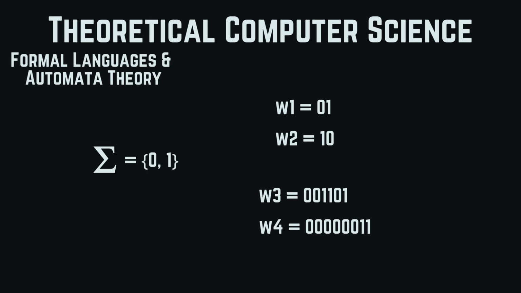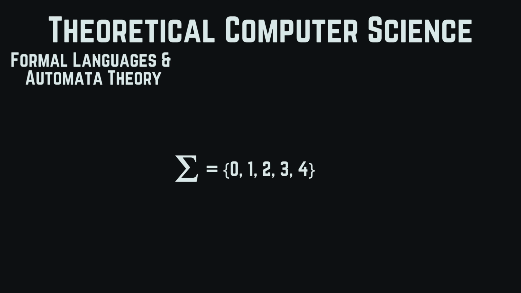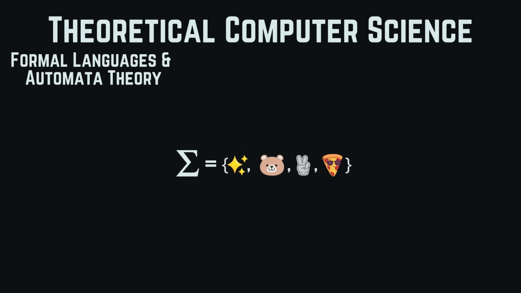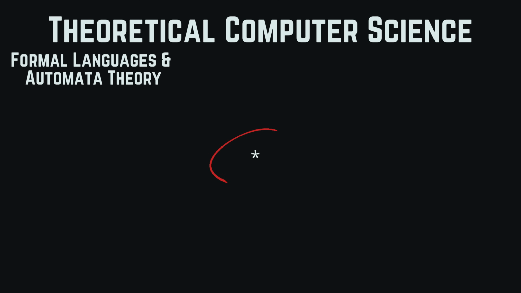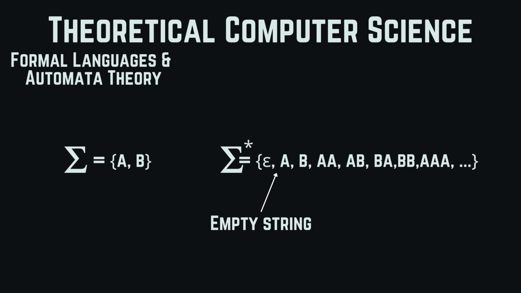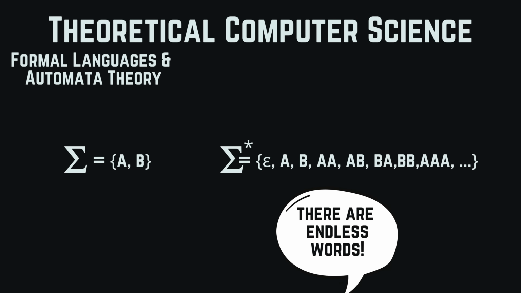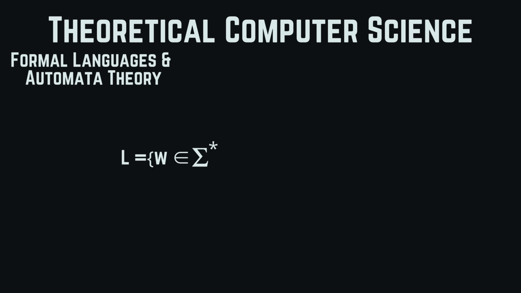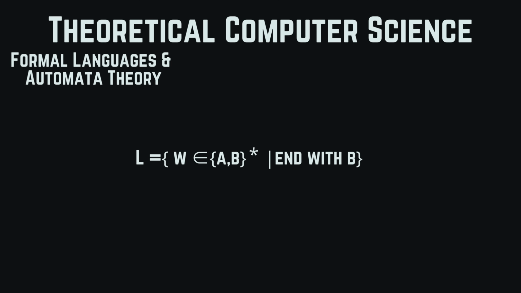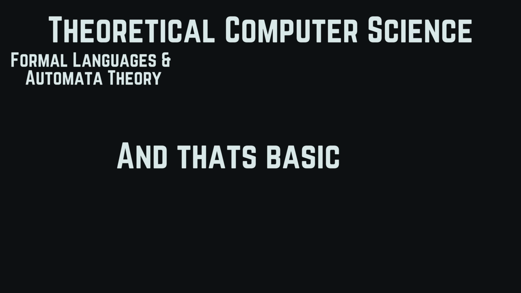Same principle with 0 and 1, but you can define your alphabet with whatever symbols you want. For example, you could do silly symbols like this as well. Then there's also the star symbol that you can put above the alphabet set, and what this essentially does is that we now contain every possible combination of the symbols of our alphabet. Alright, now what is a language? A language is basically just a set of words where the words that are in the language got filtered out by a condition. For example, now our language L equals all the words over the alphabet A and B, where every word that belongs to our language ends with a B. And that's basically a language.